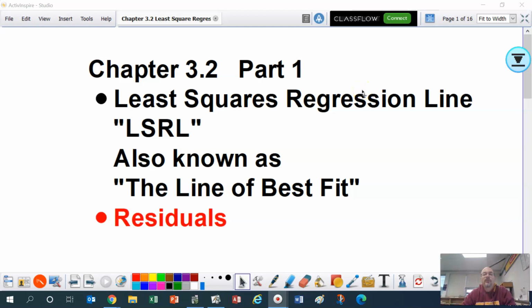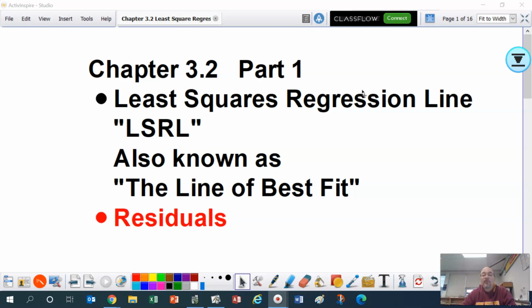We are on chapter 3.2, part 1. What we're going to look at today is the least squares regression line, also known as the LSRL, which is also known as the line of best fit. And we're going to be using the calculator a lot.